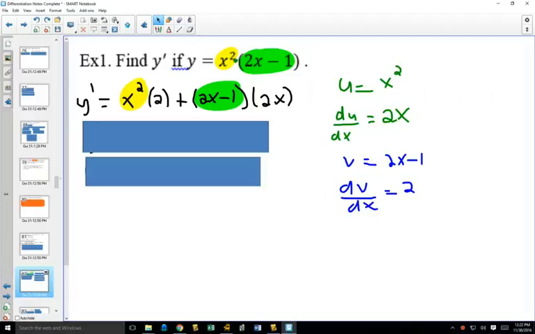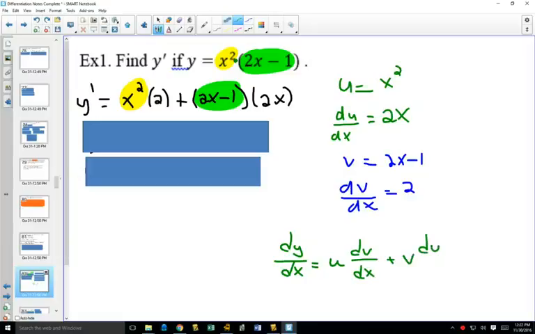If you want to use your formula sheet more fully, you could say, well, I'm going to make x squared my first function, so then the derivative is 2x. I'm going to make 2x minus 1 my second function, so the derivative is 2. And then you can use the formula, because all the formula says is dy/dx is equal to u dv/dx plus v du/dx. And then you just have to replace each of these four things with the things you've put in your list.